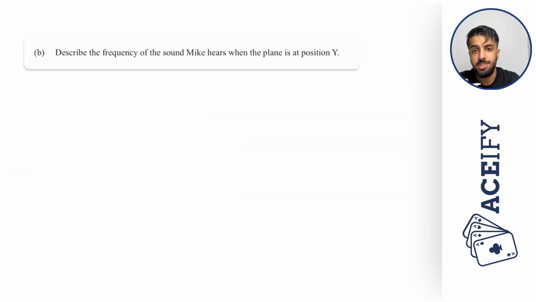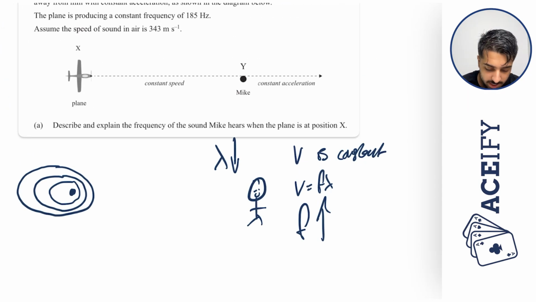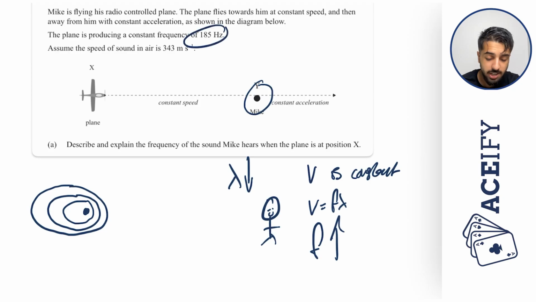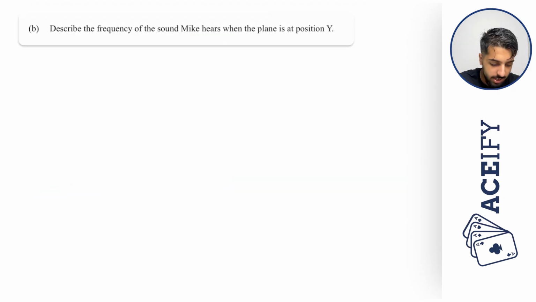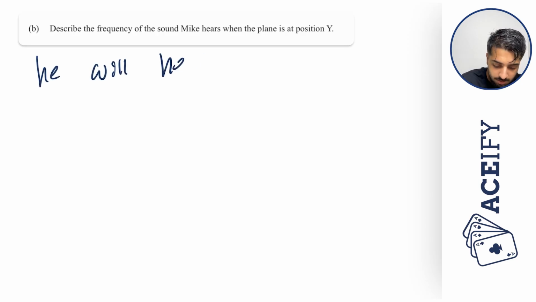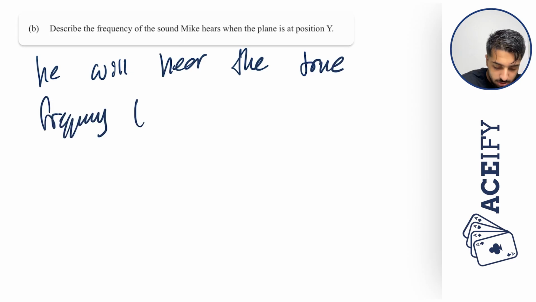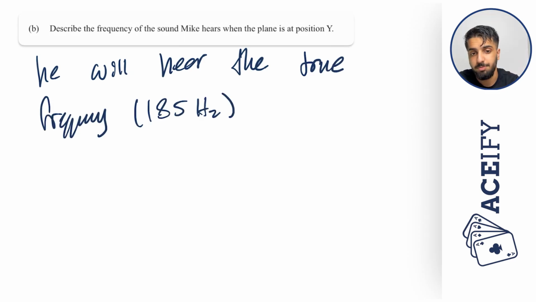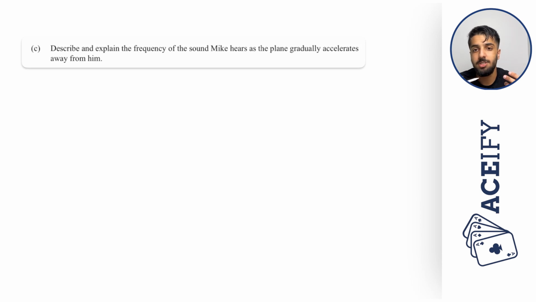Describe the frequency of sound Mike hears when the plane is at position Y. Okay, so at position Y, that is directly on Mike himself. As the plane is producing 185 Hz, Mike is going to hear 185 Hz. And so he will hear the true frequency, which is 185 Hz. There we go.